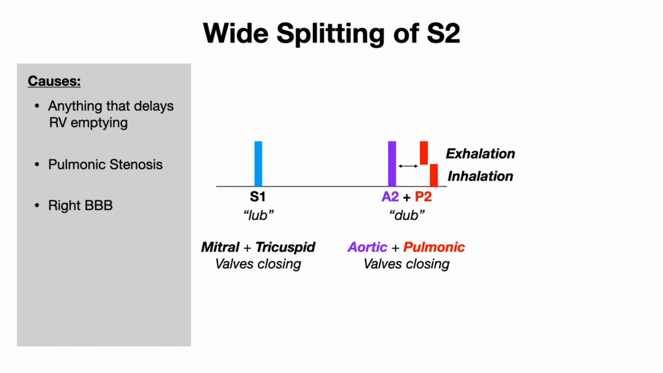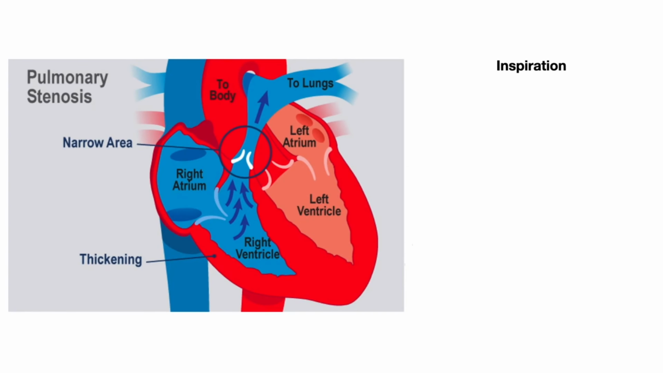Now the two highest yield exams are going to be pulmonic stenosis and a right bundle branch block, the RBBB. Now let's talk about this. So we can see here on the wide splitting graph that A2 and P2 separate, and then during inhalation, P2 separates even more. So it gets split out even more widely. So let's just look at pulmonic stenosis as an example.